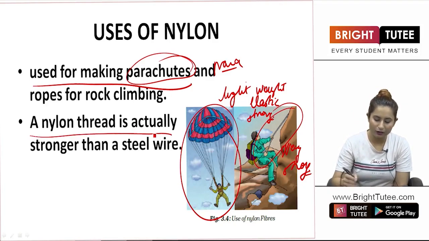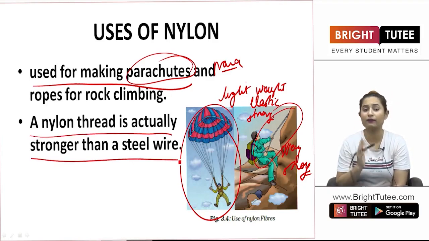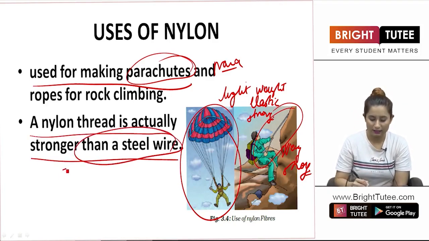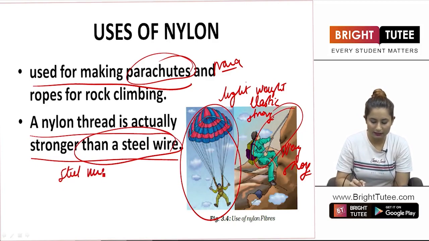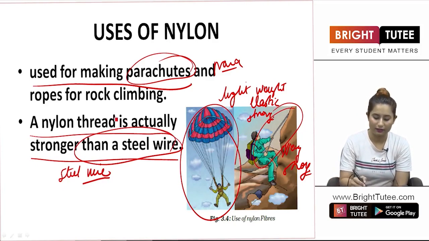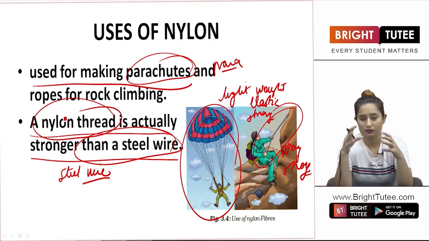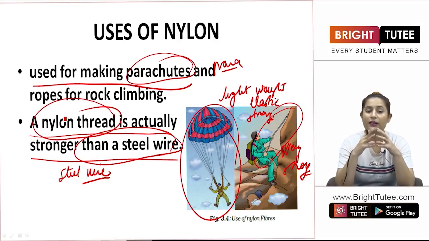Then a nylon thread is actually stronger than a steel wire. Can you imagine its strength? A steel wire is weaker than a nylon thread. So, it is very, very strong. Nylon's major advantage is its strength.